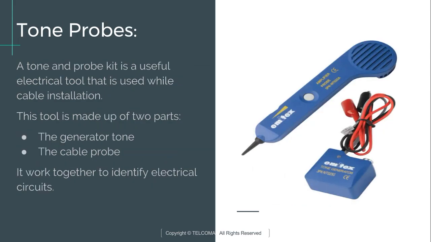The next is the tone probes and the tone generator. So here a tone and a probe kit is a useful electrical tool which is used while we install the cable. So for a cable installation we use this tone probe kit. This tool is made up of two parts, the generator tone and the cable probe, and it works together to identify the electrical circuit. So this diagram shows the tone probe and the generator, cable probe and the generator tone.